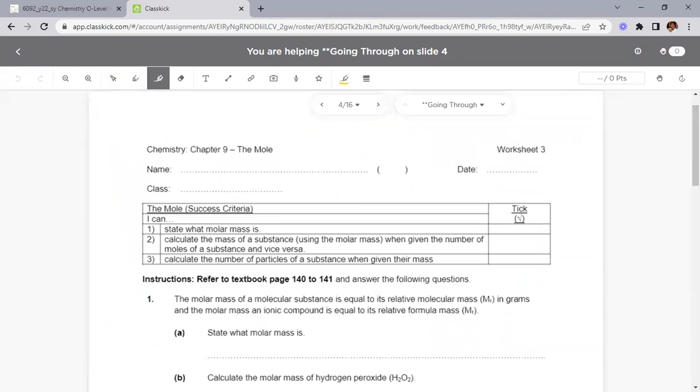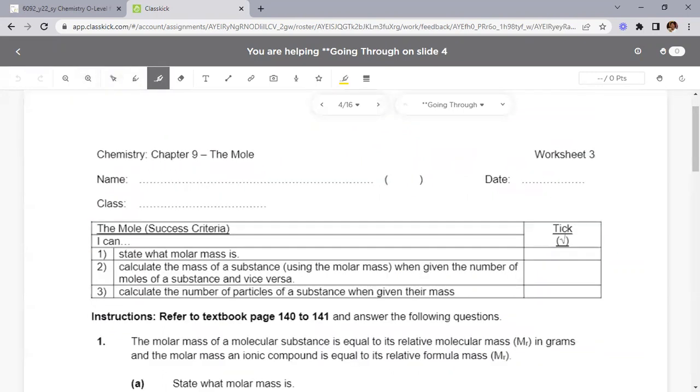Let me zoom in a little bit more. We're going to state what molar mass is, and we are going to learn how to calculate the mass of a substance using molar mass when given the number of moles. We're also going to learn how to calculate the number of particles of a substance when given their mass. So we're going to look a little bit more at the calculation part, how to interconvert between the different quantities.